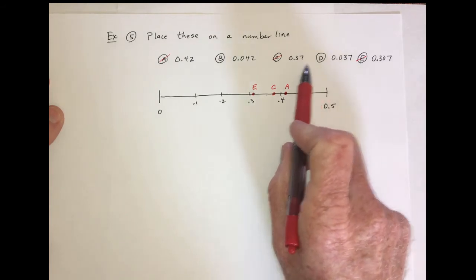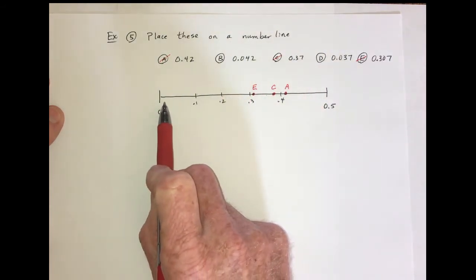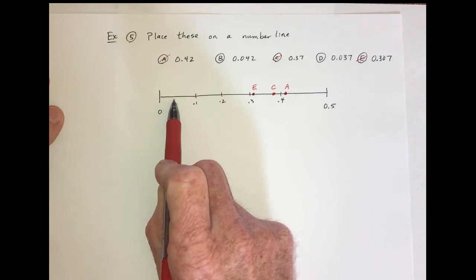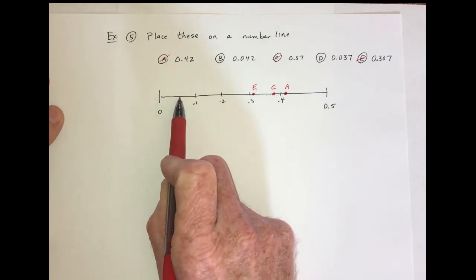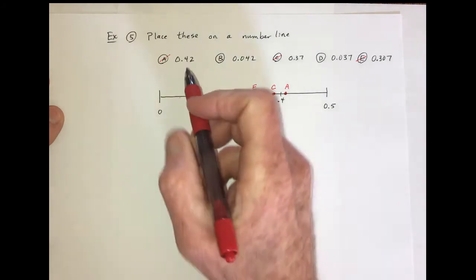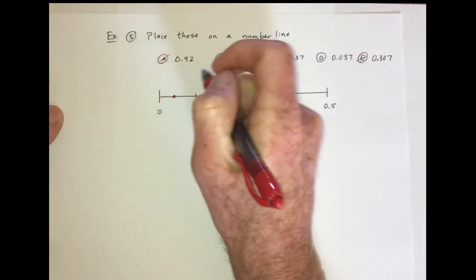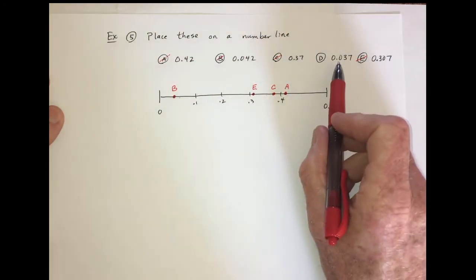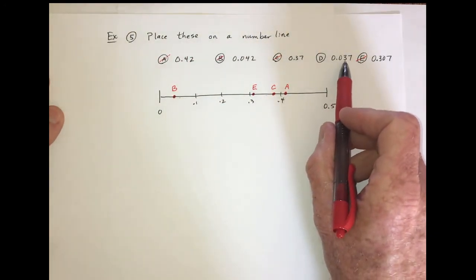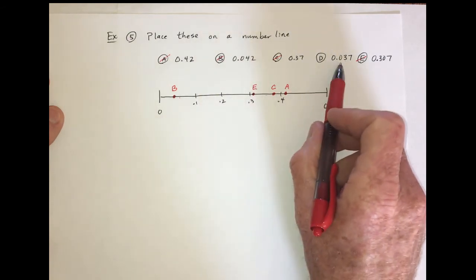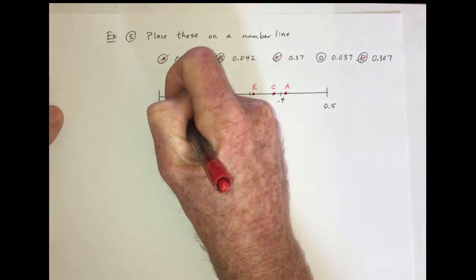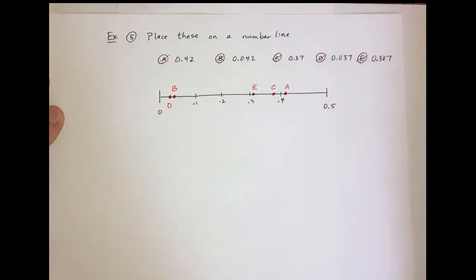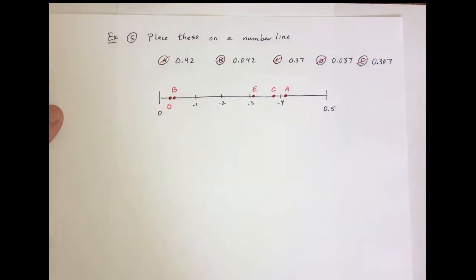And now for these two, they're 0.0 something. So 0.0 would be in here. If you went to 0.05, that would be right here. So 0.042 is going to be approximately right here. So that's going to be B. And then finally 0.037, the 3 is smaller than the 4. So this is actually to the left a little bit. So this would be the last point, D. And then we're done with that example.